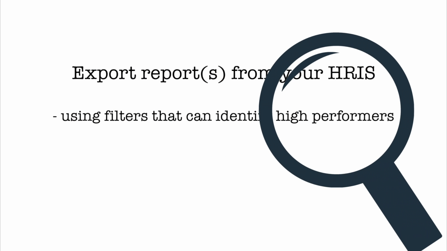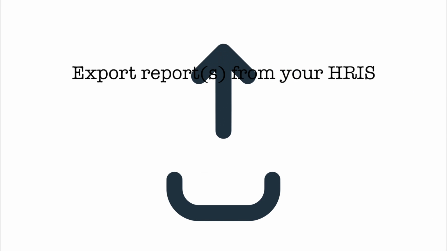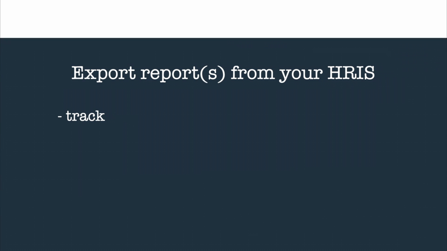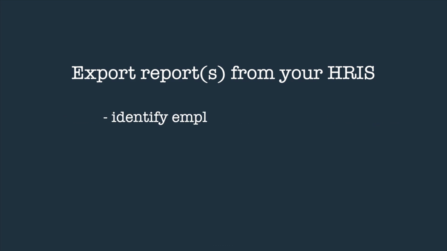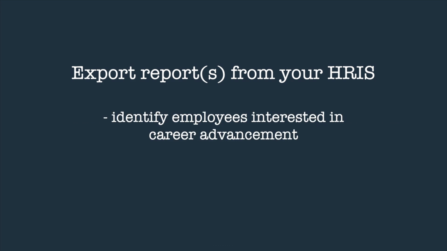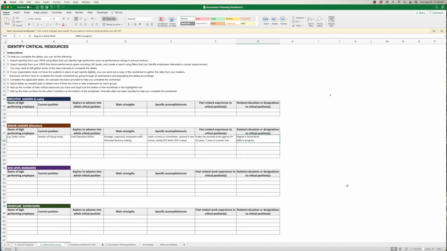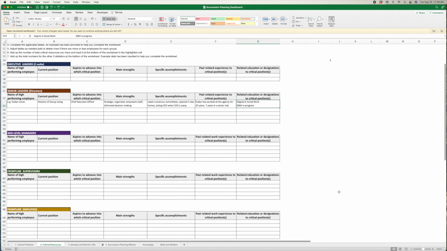Export a report or reports from your HRIS using filters that can identify high performers, such as performance ratings and annual reviews. Export report or reports from your HRIS that tracks performance goals, including L&D goals, and then create a report using filters that can identify employees interested in career advancement. You may still need to gather some of this data manually to complete the tables.